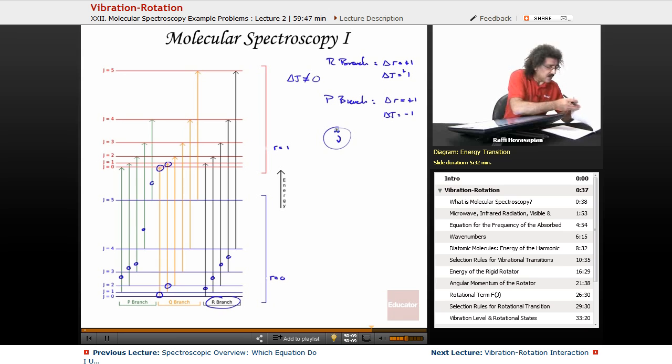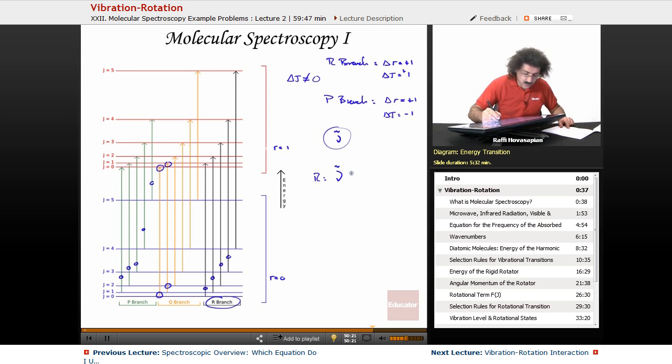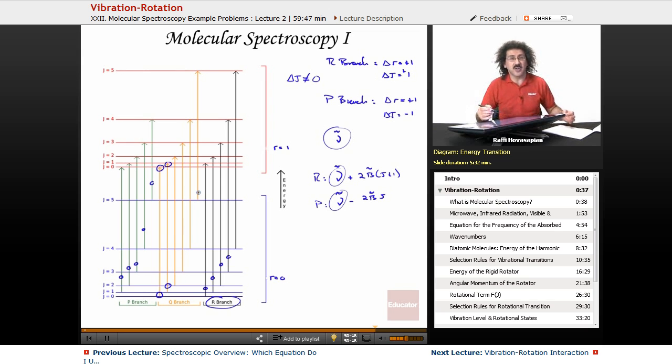Remember what we had just a second ago. We had a couple of equations. We said that for the R branch, we're going to end up seeing a bunch of lines at nu plus 2b times (J plus 1). And for the P branch, we're going to see a bunch at nu minus 2bJ. So there are going to be lines to the left and lines to the right of this number. But we don't actually see a line there because the delta J equals 0 transition is forbidden. So there is no actual Q branch.